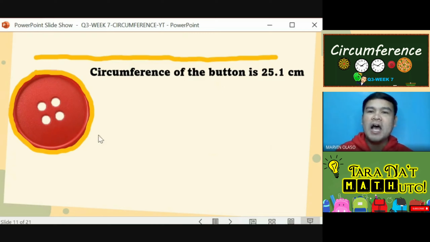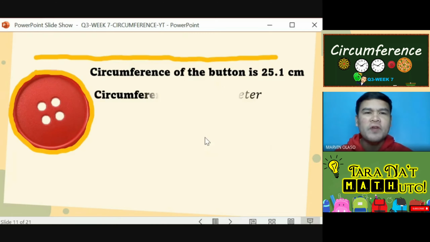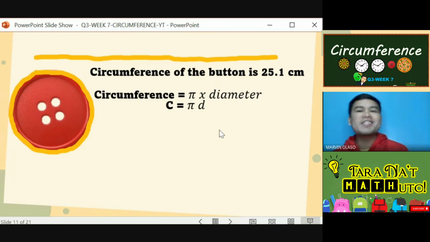circumference of the button. Now, there is another way to compute using the formula that I've already given to you for the topic that we have discussed. What's that formula? How do we get the circumference? Circumference is equal to the product of pi, if you remember the symbol, pi times diameter, or C equals pi d. Remember that formula. So, to get the circumference of any object, you have to measure first the diameter based on the formula. So, let's get the diameter.